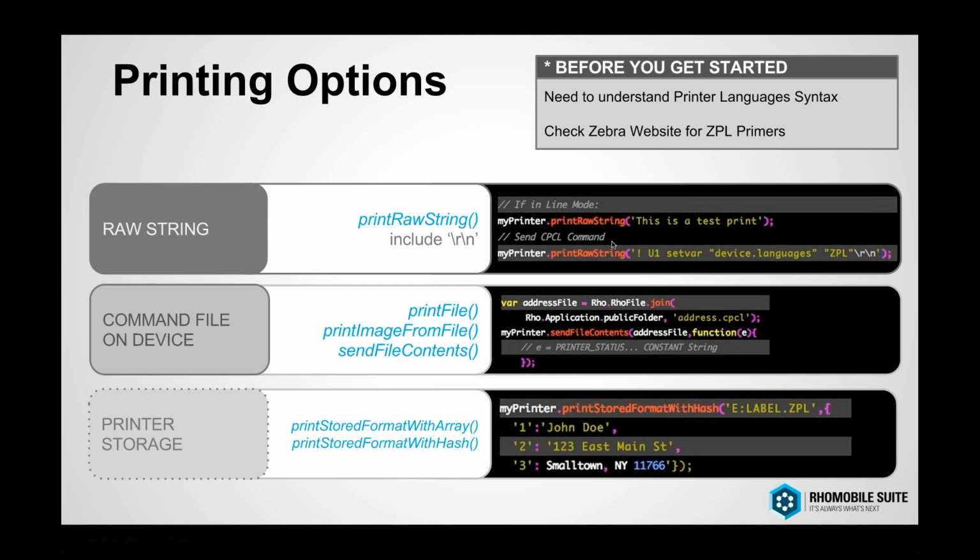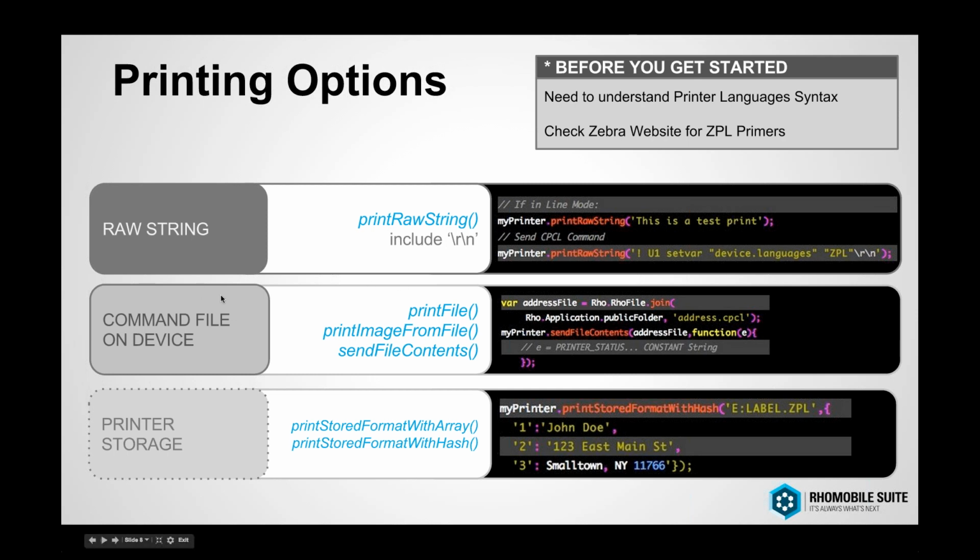Okay, in the first case, print raw string, it's simply that. It takes one parameter, and it's a string. In that string, you can include Zebra commands, like in this case, there's a CPCL command to change the language to ZPL. The important thing to remember is that when you're doing print raw string, it's just one long string. So if you need to include several lines, you need to make sure you include carriage return characters to trigger the printer commands to work properly on the Zebra printer. So that's just print raw string.